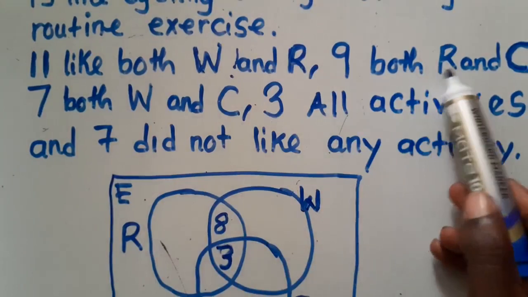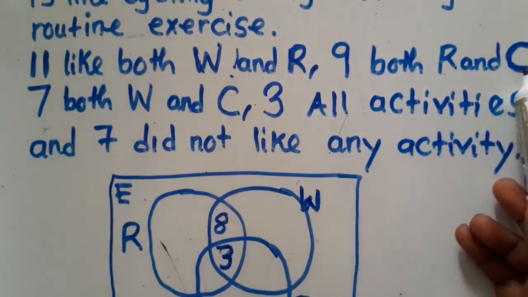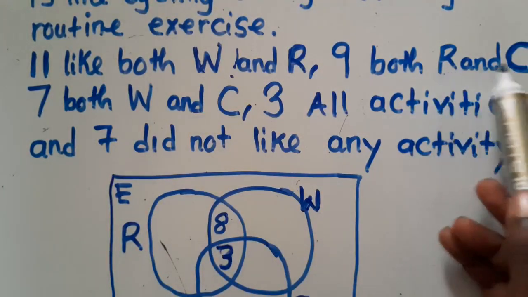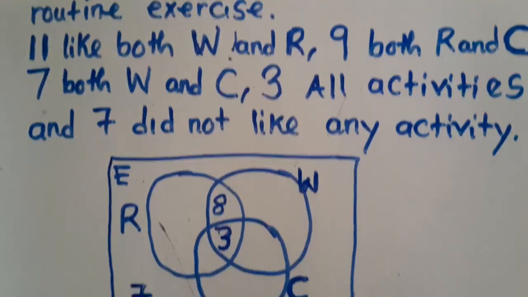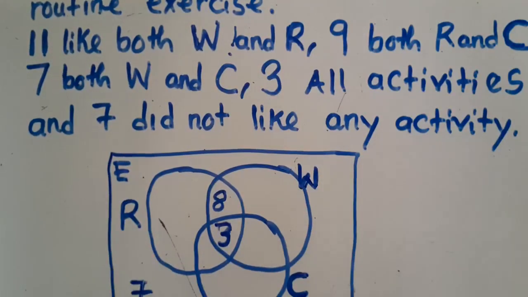9 both running and cycling. So running and cycling, where is running? Here. Running and cycling like this. This one here. So how many are they? 9. 9 minus 3, 6. Put your 6 there.